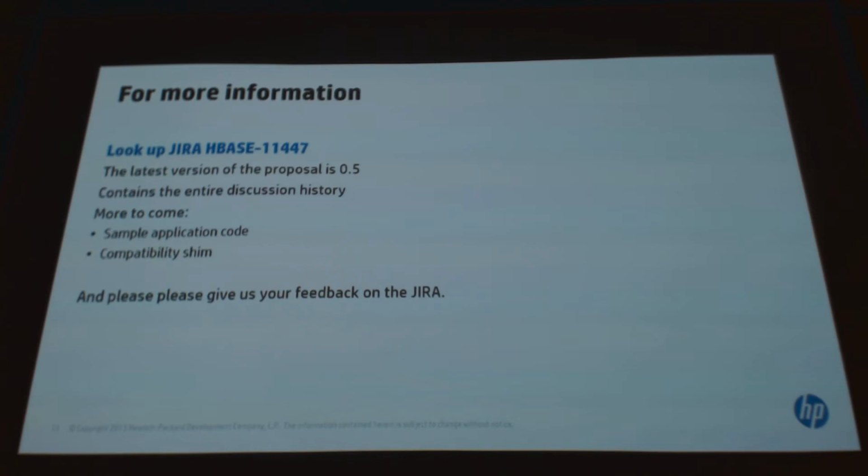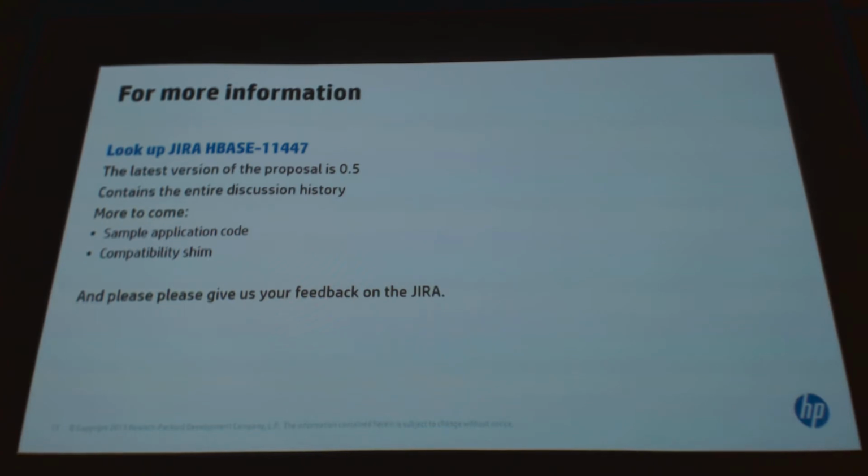And in fact, before we get to more questions, I just want to go to the next slide, which is the last one, which is my plug for you to all go and look at the proposal online. It's easy to find. All you have to do is Google Jira HBase 1144.7, and it'll come right up at the top of the search. The current proposal out there is 0.5. I'm working on 0.6 now, and I know there are a few people in the room who have input into that, and it'll evolve. It's going to evolve quite a bit.